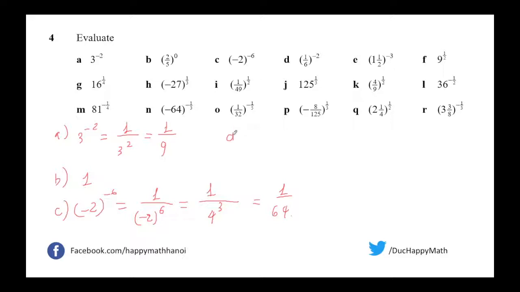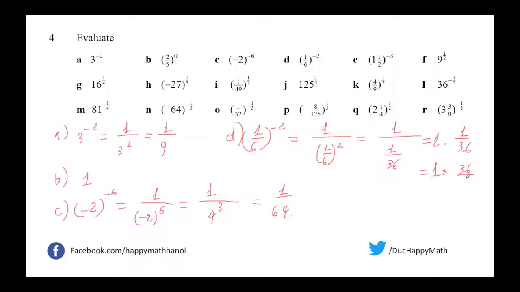Now D, minus 2, so this will be equal to 1 over 6 squared. So it means I want to change this to 1 over 36. And 1 over 36 means 1 divided by 1 over 36. 1 divided by 1 over 36 means 1 times the inverse of this fraction over 1. So it will be equal to 36.